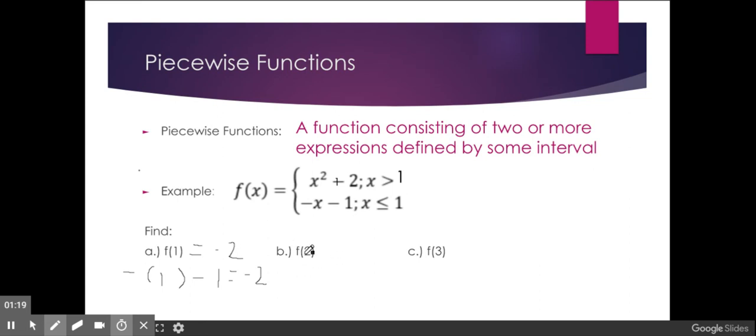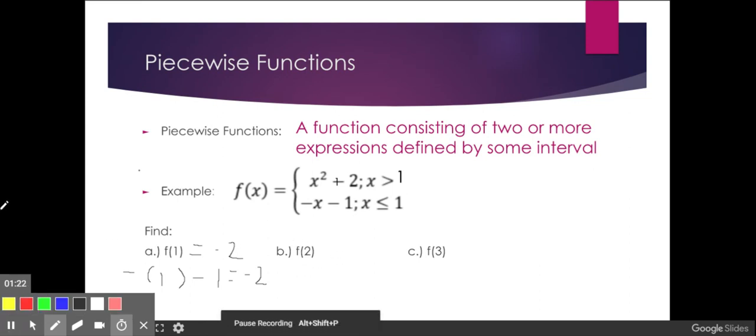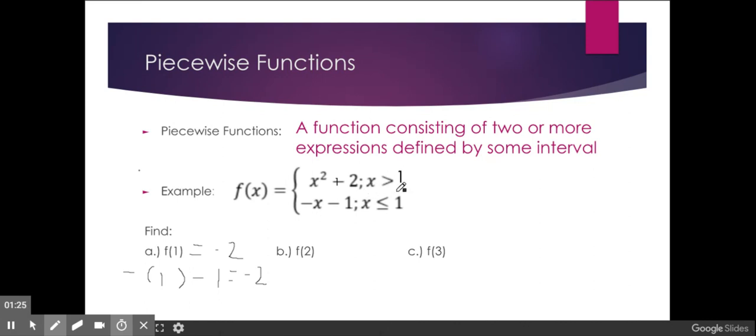For this one, f of 2, 2 is greater than 1. So keep in mind, this is the greater than symbol. This is the less than symbol because it kind of looks like an L. That's how I like to remember it. So since 2 is greater than 1, we're going to use this expression now. So same thing, parenthesis wherever we see an x, and then we're going to fill in this parenthesis with 2 because that's what we have. So when we do 2 squared, we get 4 plus 2, which equals 6. And so f of 2 would equal 6.